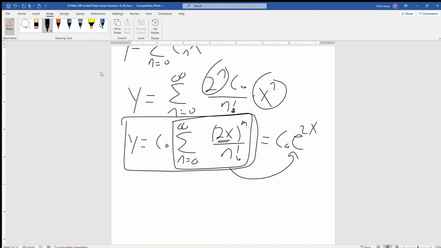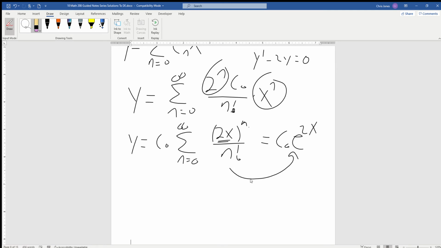You might recall in the last video that we used a power series to solve this differential equation, y prime minus 2y is equal to 0. And the solution that we got was this power series. I'm going to erase some of the stuff that's going on around here. So this was the power series that we got.